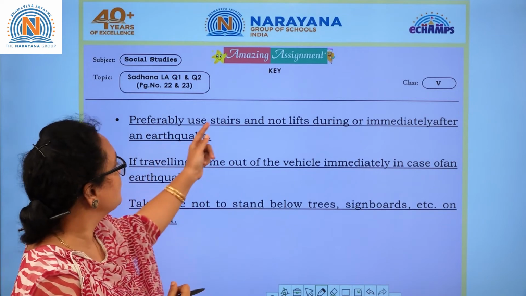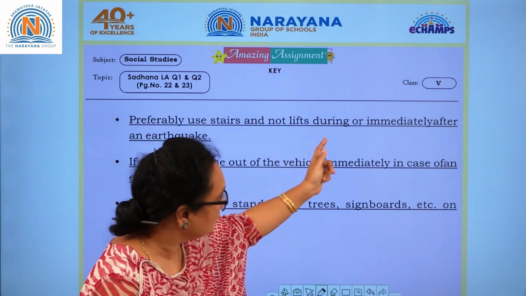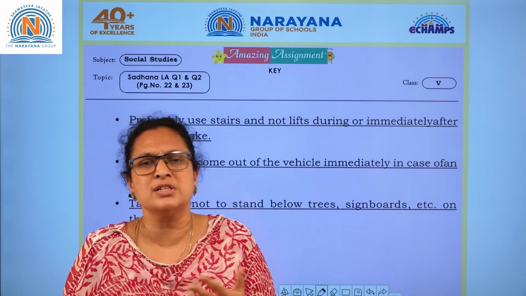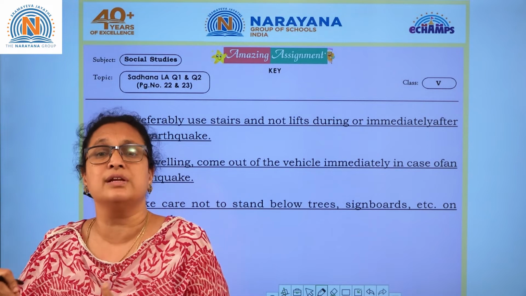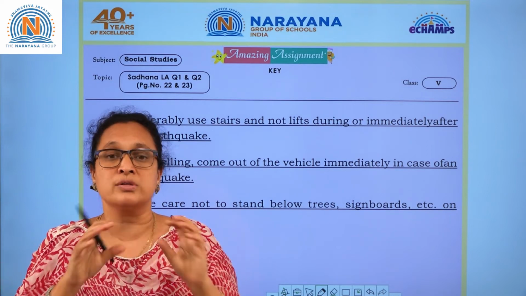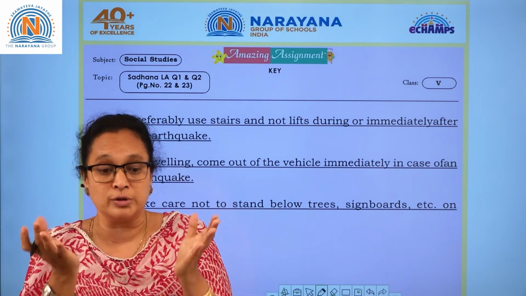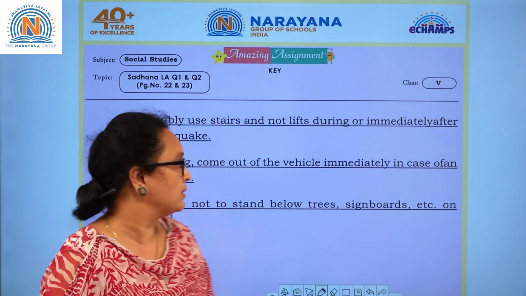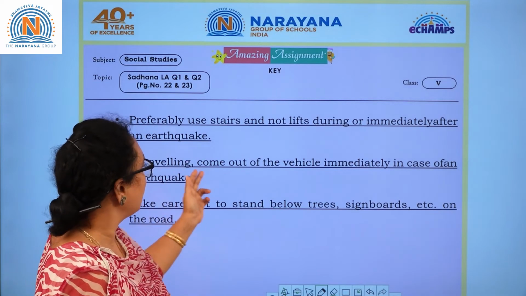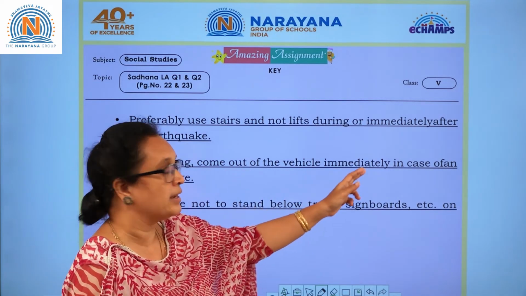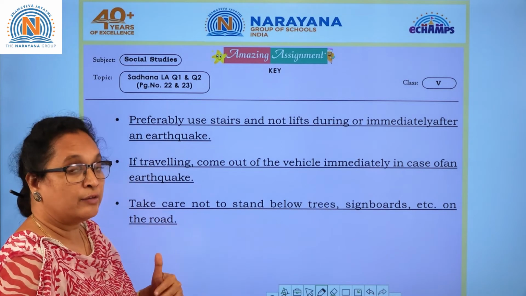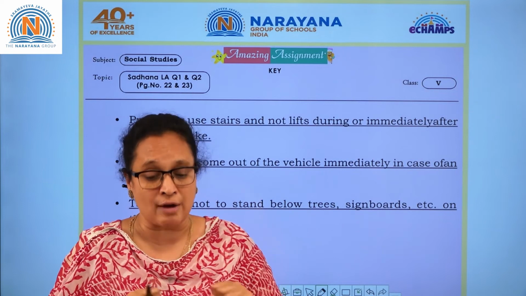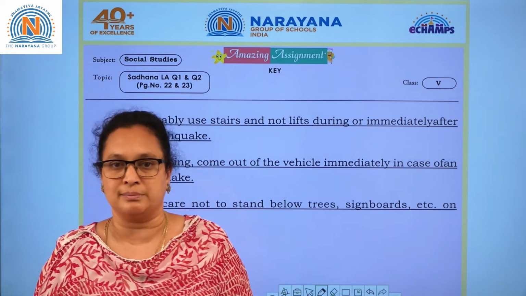Preferably use stairs and not lifts during or immediately after the earthquake. Why are you not supposed to take the lift? Maybe there will be a short circuit, maybe there's a power cut, and you will be completely stuck in your lift. So better you take the stairs, not the lift. Next one, if traveling, come out of the vehicle immediately in case of an earthquake. If you're traveling and the earthquake occurs, you have to stop the vehicle and come out of the vehicle.